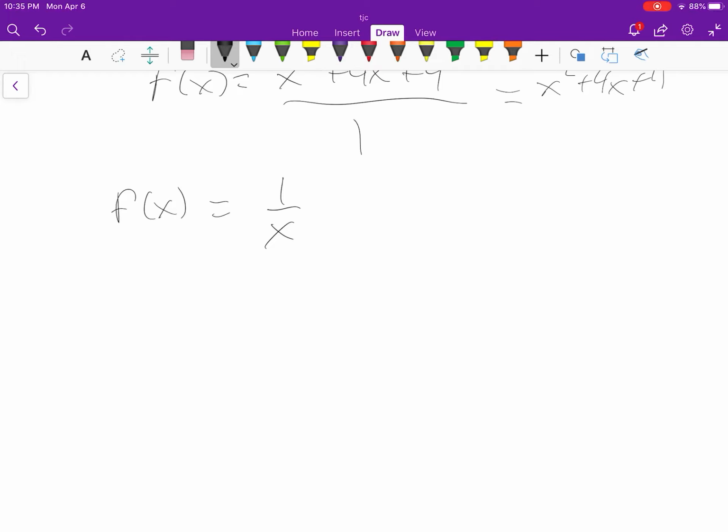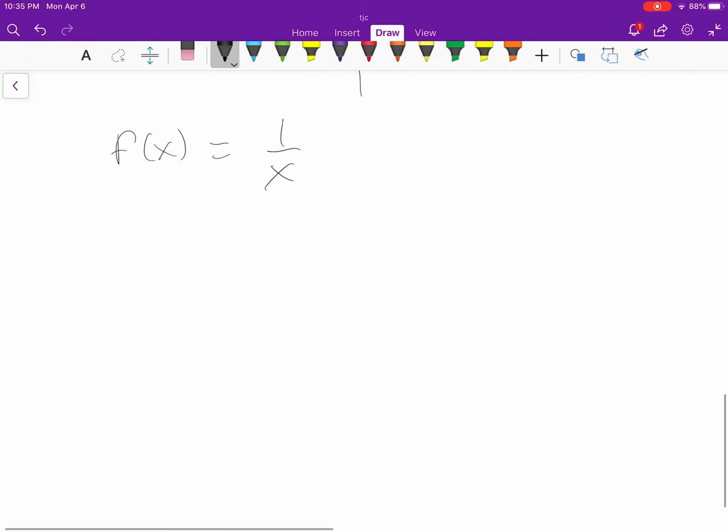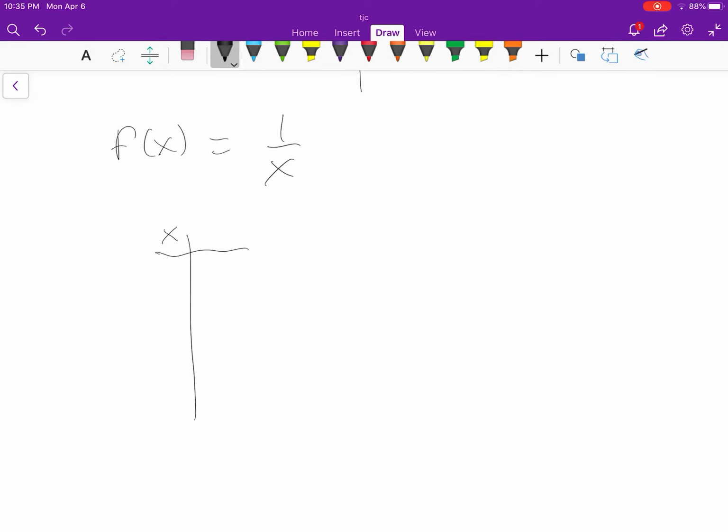And the first thing I'm going to do is create a table. Let's look at this table. So I'm going to plot it. It's going to be a normal t-table. I'm going to do it from a positive side and a negative side. So I'm going to start at negative 10, negative 5, negative 2, negative 1, and then maybe negative 0.1.